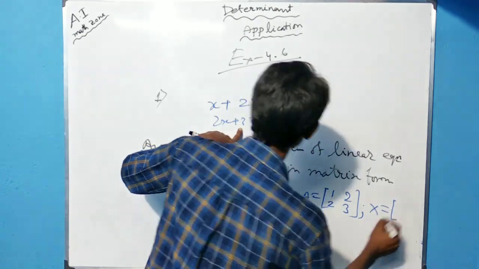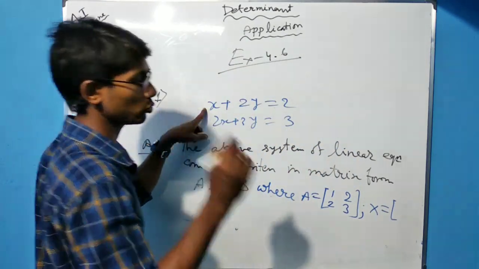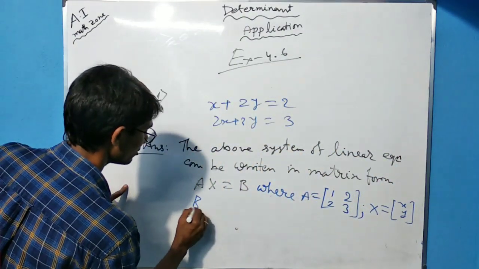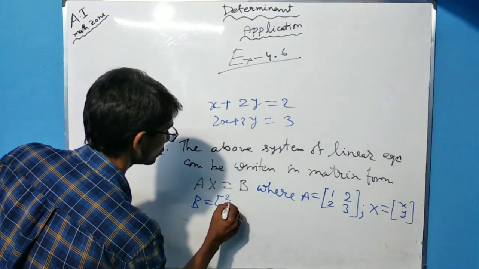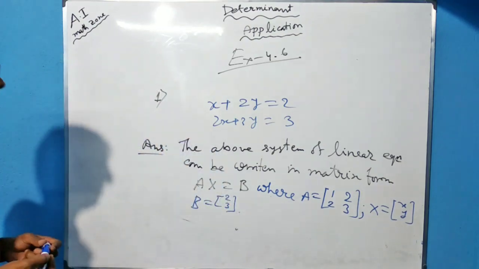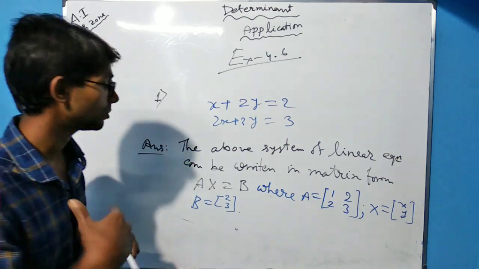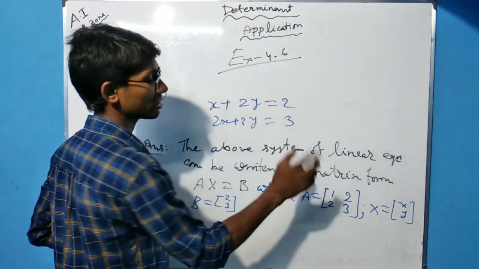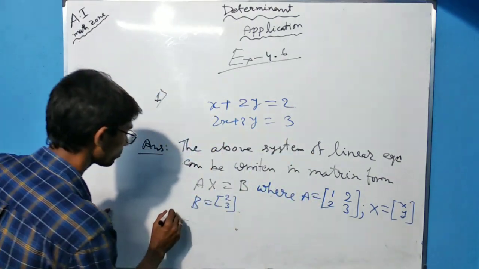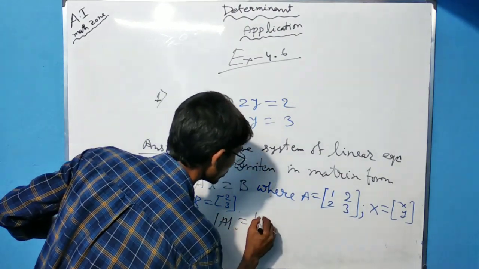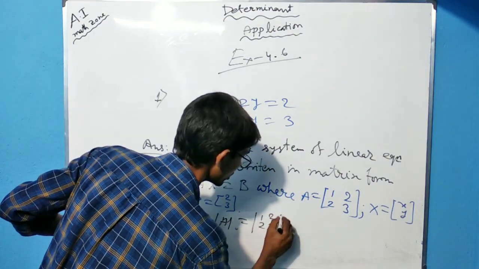And X is equal to how much variable there? 2. X and Y, this one, and B is equal to 2 and 3. Now to check the consistency you have to calculate the determinant of the coefficient matrix, that means determinant of A. Now determinant of A is equal to determinant of 1 2 2 3, this one.